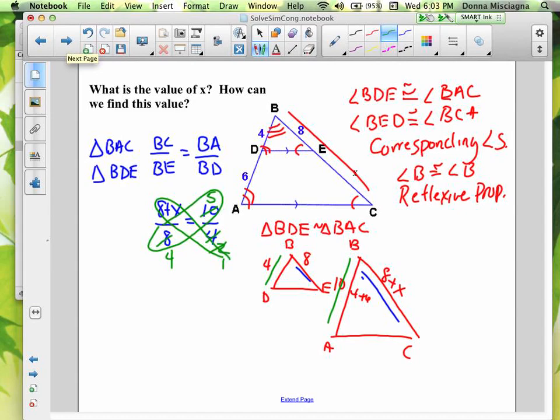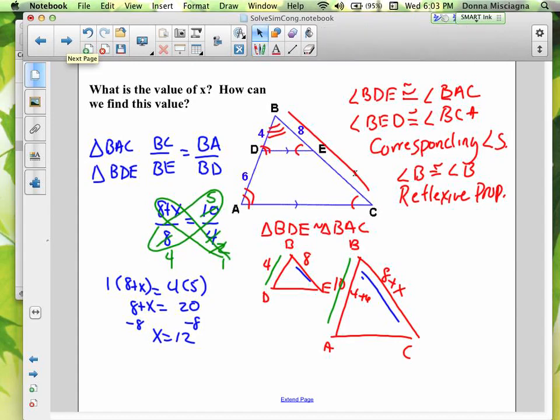Right, so let's solve this out. So we have 1 times 8 plus x is 4 times 5. So 1 times 8 plus x is still 8 plus x equals 20. And then subtract 8 from both sides. X is 12. Okay? Which means that whole side would be 8 plus 12, or 20. So let's just double check and make sure it works out.